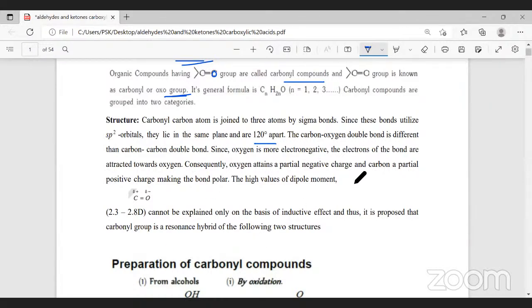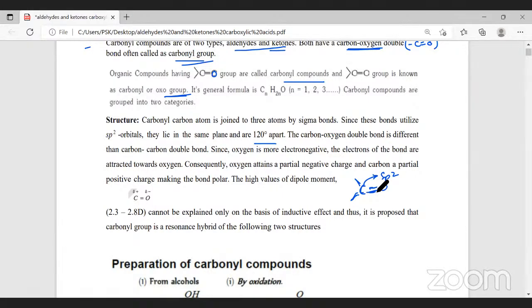Now, if we represent a carbonyl group like this, you can see carbon has 2 bonds with R or H or anything, and it has a double bond with oxygen. The hybridization of carbon is sp2. You know what hybridization is? Hybridization is the mixing of atomic orbitals. So 1 s orbital and 2 p orbitals of carbon overlap to form 3 sp2 hybrid orbitals. So carbon in carbonyl groups is sp2 hybridized. And you can see clearly they all lie in the same plane and 120 degrees apart. That means the bond angle is 120. So all are in the same plane, and the bond angle is 120. Now, oxygen is the second most electronegative element in the periodic table.